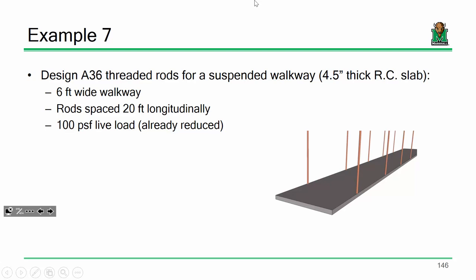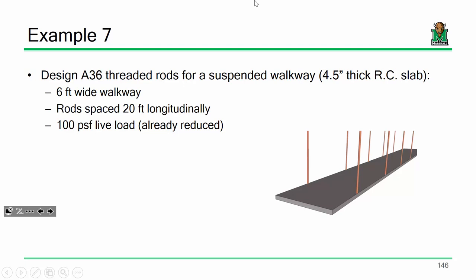All right. Now, we've got a walkway that is 6 foot wide. We've got the rods. They're spaced longitudinally a distance of 20 feet. We also have a live load that is 100 pounds per square foot. It's also already going to be reduced, so we don't have to worry about that. All we have to do is select the rod, so ultimately we're solving for the diameter. Sound good?